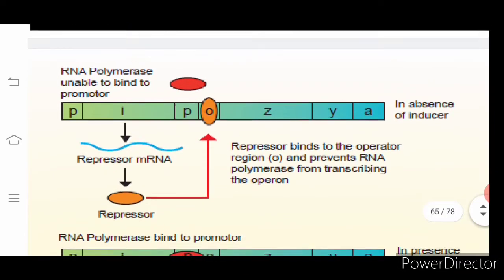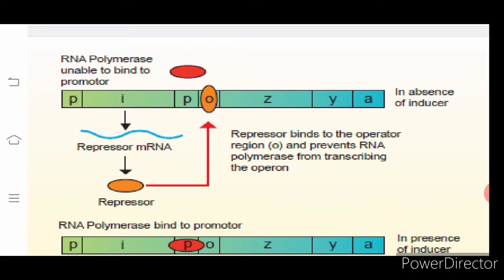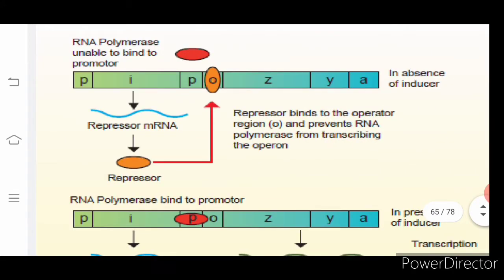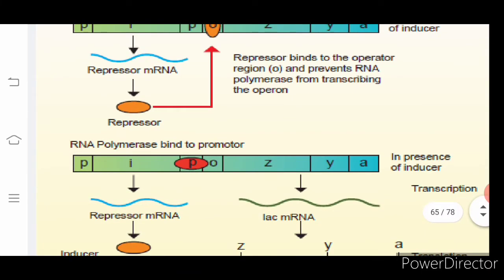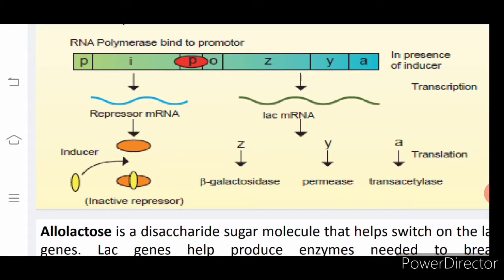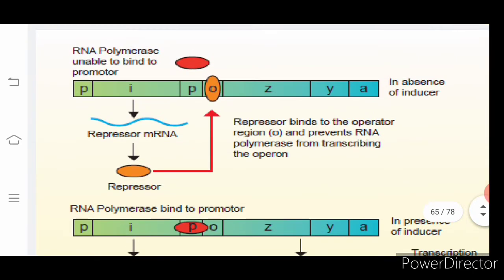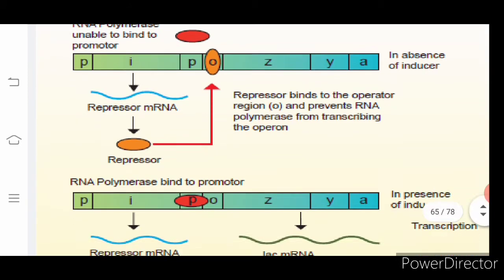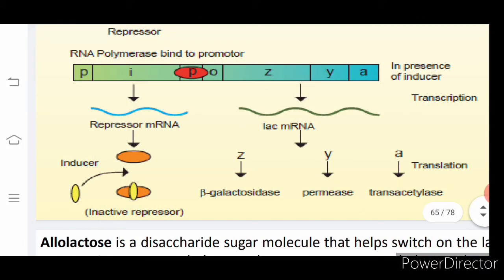Its function is not mentioned. So you have genes where, if repressed, they will not produce any enzyme. The repressor is present, so the operon forms an inactive state. If a promoter is present, in the absence of inducer, no reaction occurs. A repressor binds to the operator region and prevents RNA polymerase from transcribing the operon. RNA polymerase binds to the promoter.